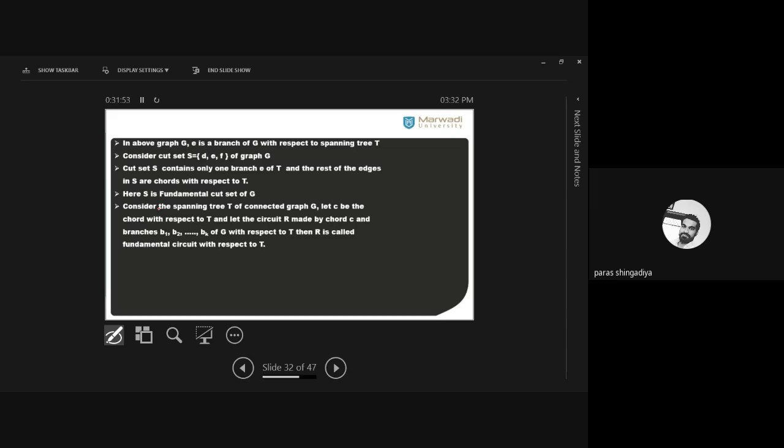Clear? This B1, B2 up to Bk, these are arbitrary notations. C is also an arbitrary notation. R is also an arbitrary notation. What is the meaning of this definition? You have to cover only one chord and the rest of the edges should be branches. In such a closed walk, you have to cover only one chord and the rest of the edges should be branches. So let's verify for the same graph.